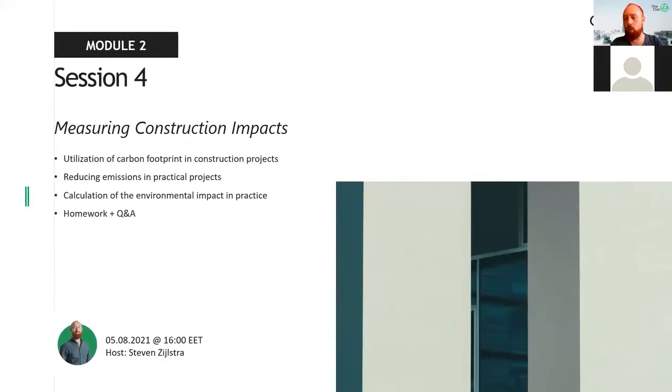During session 4, when you have gotten to know the software a bit, we'll be looking at how we can actually measure things. So how are we measuring the carbon footprint in construction projects? How are we actually reducing our numbers? And how does it work in practice of calculating everything? Plus, there will be another homework assignment, which is focused on how you reduce your emissions.